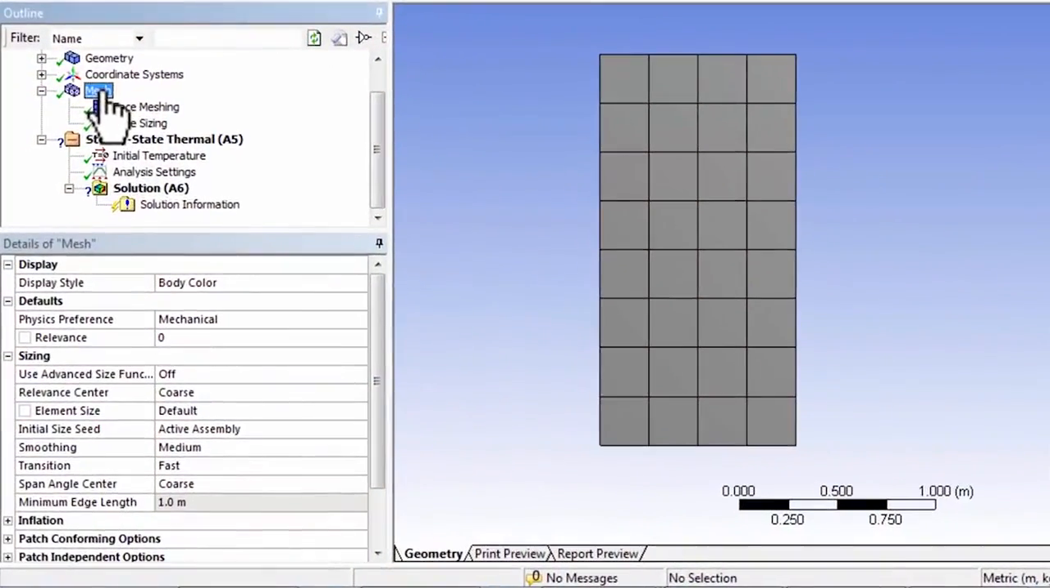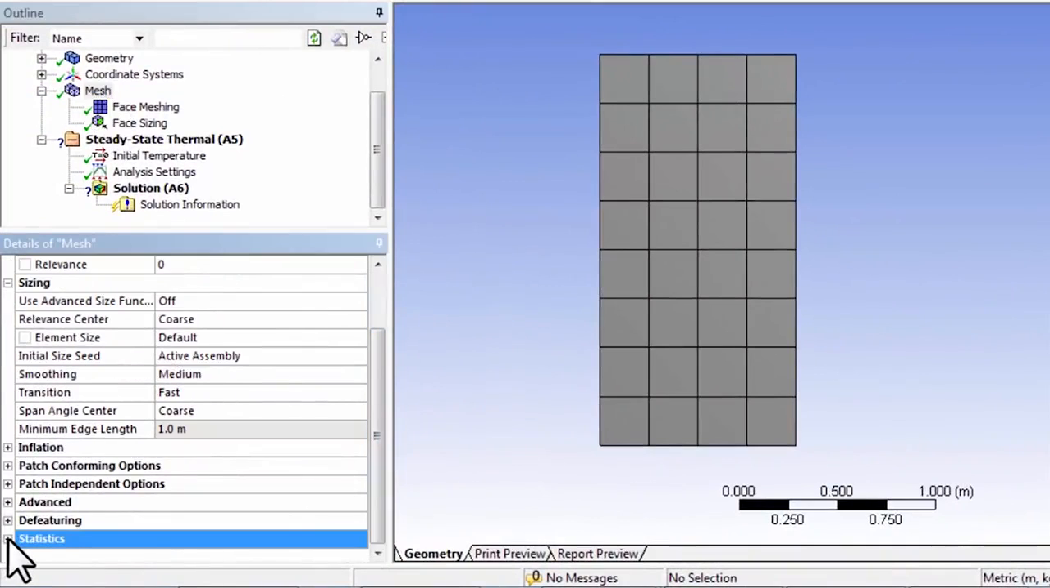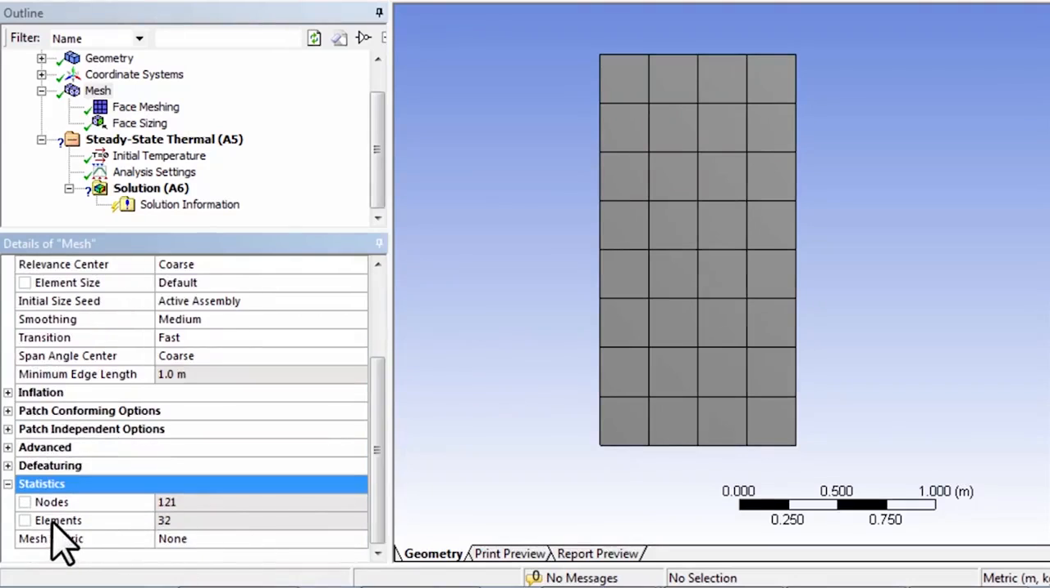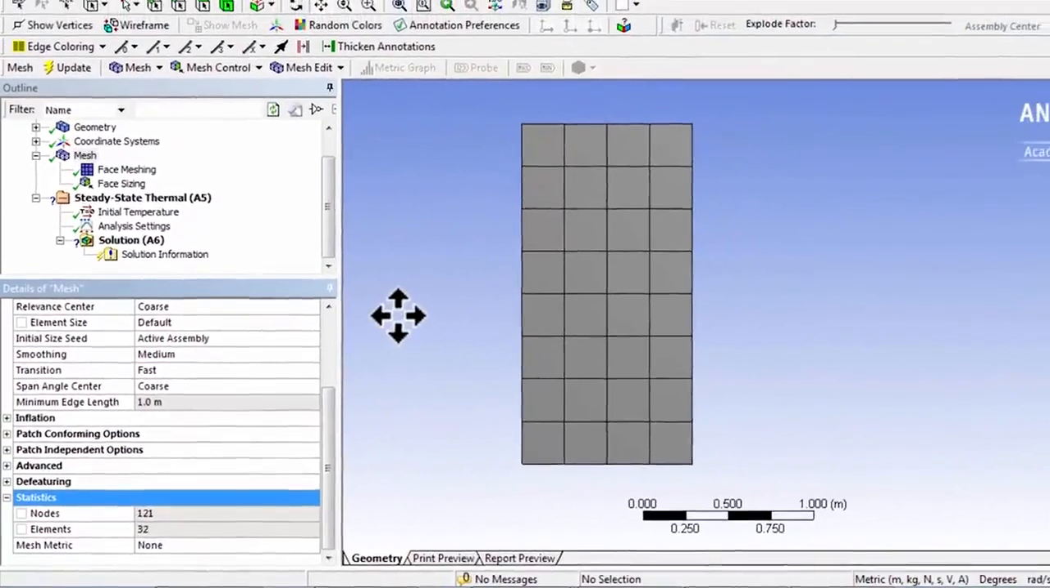If I highlight mesh in the tree and go to statistics, first I see that there are 32 elements. I said 4 elements along here and 8 elements along there, so 4 times 8 is 32, so that's no surprise. And there are 121 nodes. That is, the solver now knows that it needs to calculate the temperature values at 121 locations. So we've given it the selected locations at which to calculate the temperature, and we can see what those locations are.